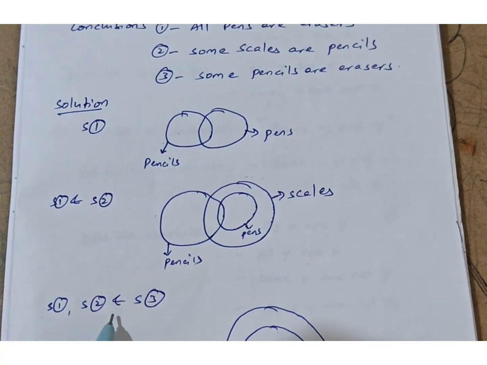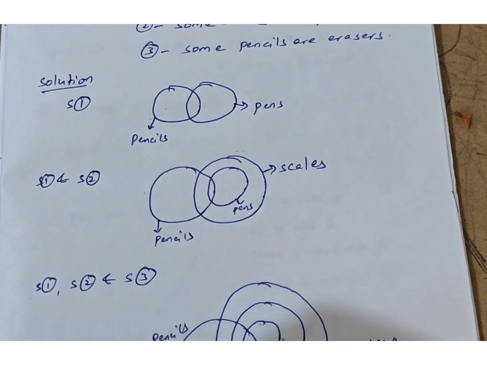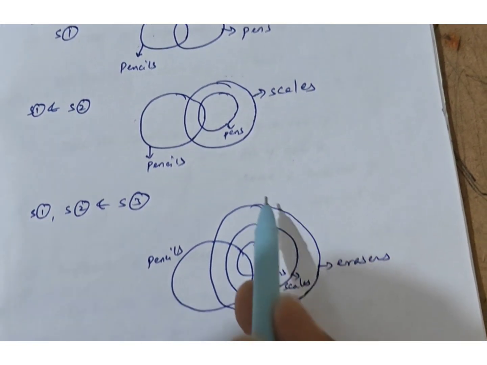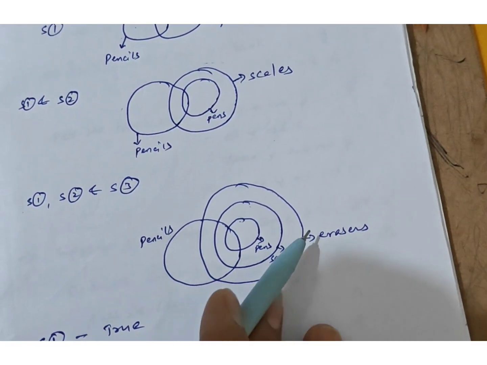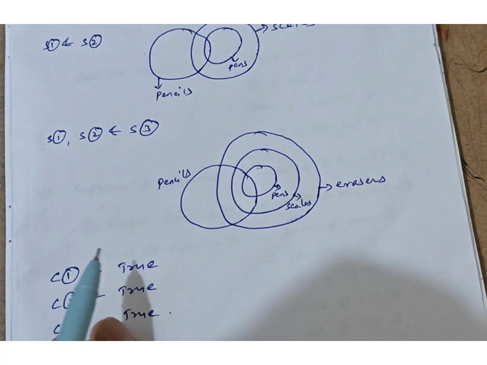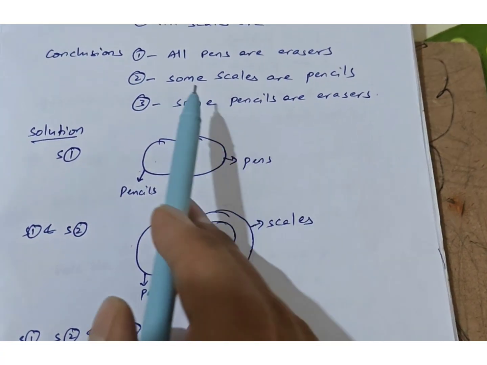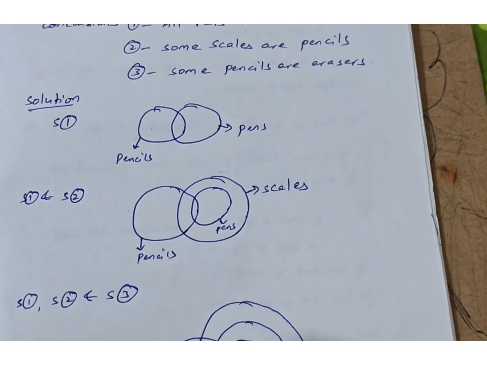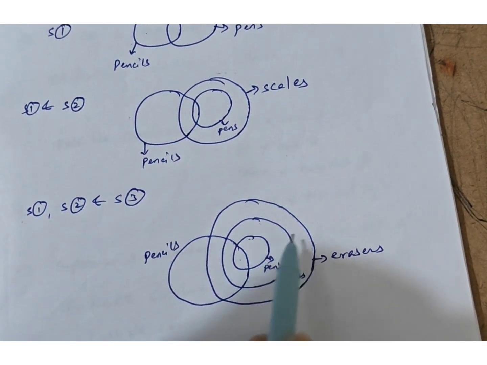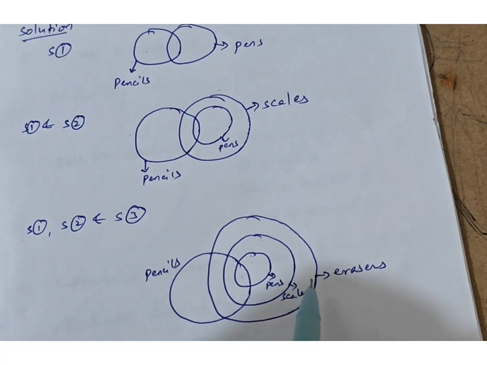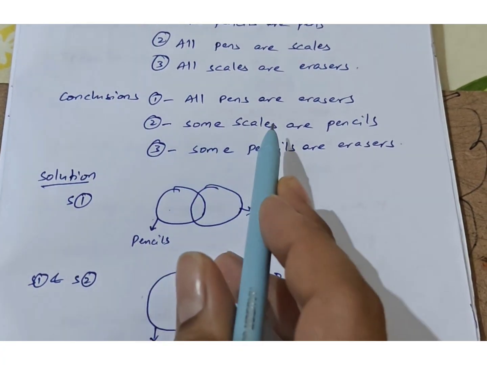And now we see the conclusions. All pens are erasers. Here we can observe that all the pens are inside the eraser, so conclusion 1 is true. Some scales are pencils. Here the scales can overlap with pencils, and this is also true. And conclusion 3, some pencils are erasers. Here we observe that some pencils are overlapping with the eraser, and this statement is also true.